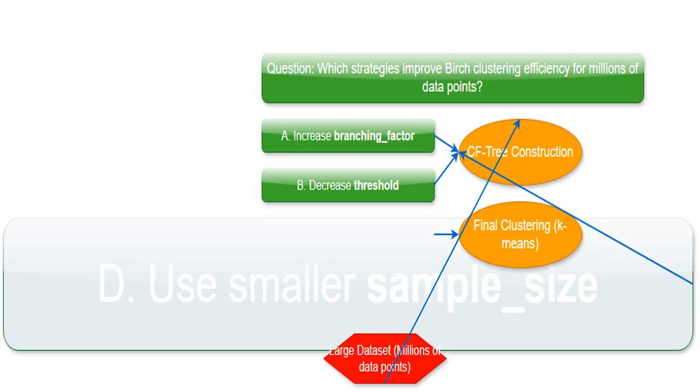Using a smaller sample for the initial tree construction means building the CF tree on a smaller dataset. It's like building a small model first, then refining it. This dramatically reduces initial computation time.